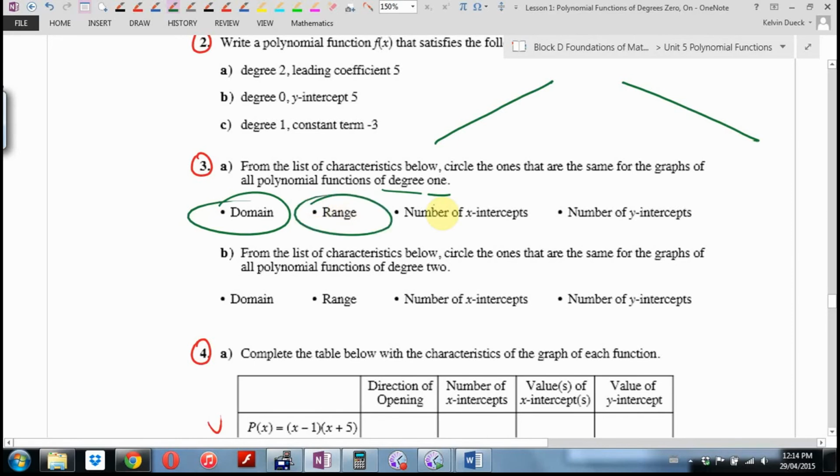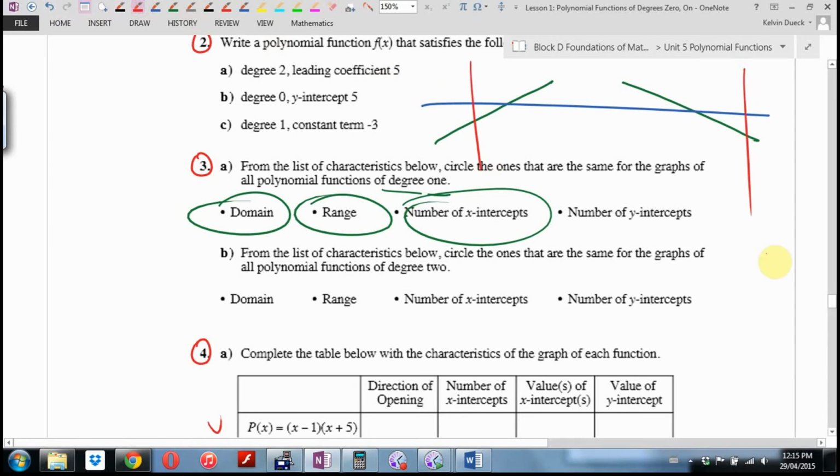How many x-intercepts will they have? Well, remember, x-intercepts are where you cross the x-axis. How many times does each of these cross that blue line? They have the same number of x-intercepts. In fact, what's the degree? 1. How many x-intercepts? Not a coincidence. How many y-intercepts? If I had a y-axis, how many times are they crossing the y-axis? Once. That's also the same. Okay?